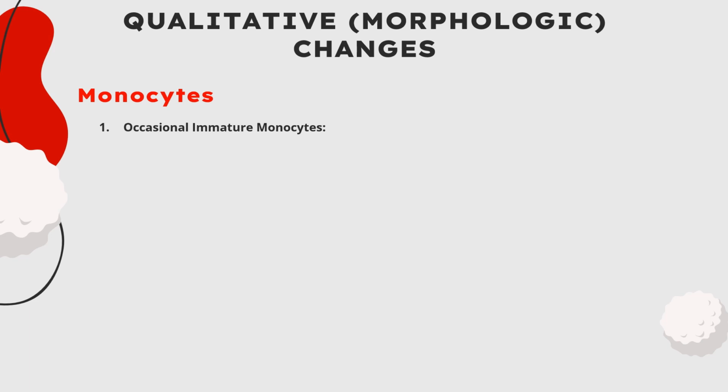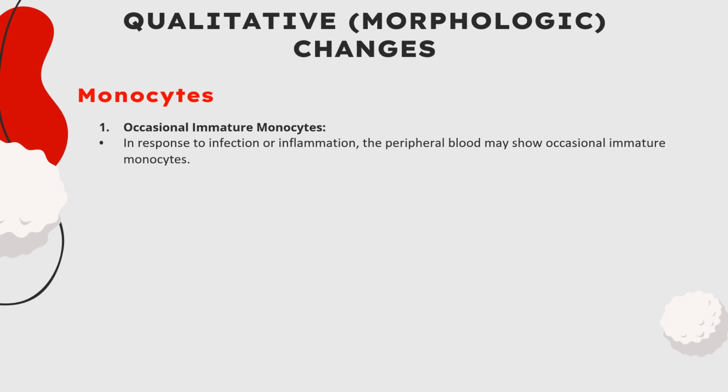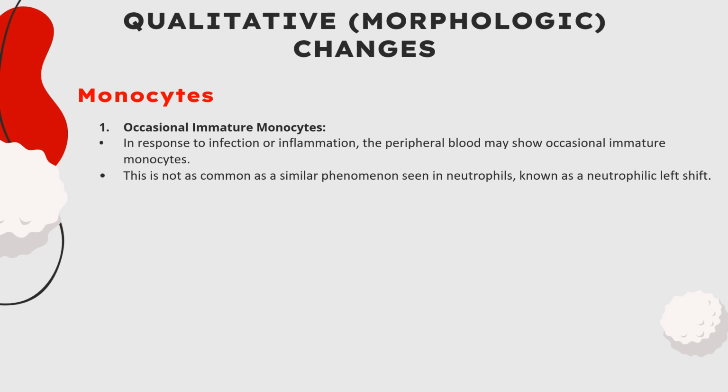Monocytes. 1. Occasional immature monocytes. In the symphony of infection and inflammation, a rare phenomenon emerges, occasional immature monocytes making an appearance in the peripheral blood. This phenomenon, though less common than its neutrophilic counterpart, is a part of the cellular orchestra's repertoire. Unlike the more frequently observed neutrophilic left shift, this occurrence reminds us of the intricate balance that our immune system maintains.